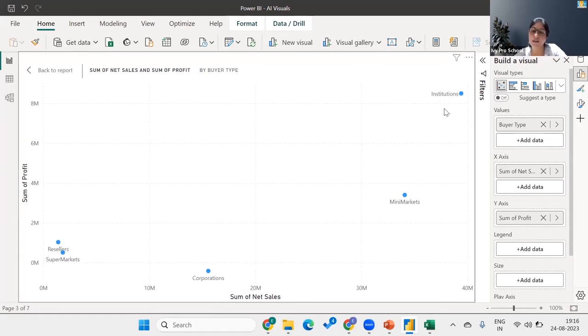Institutions, higher sales means higher profit, so the focus should be to increase the sales there. Mini markets, we're getting the sales, but not an equivalent amount of profit. So the sales is in place. How do you increase the profit? We might want to analyze which discount band to use.